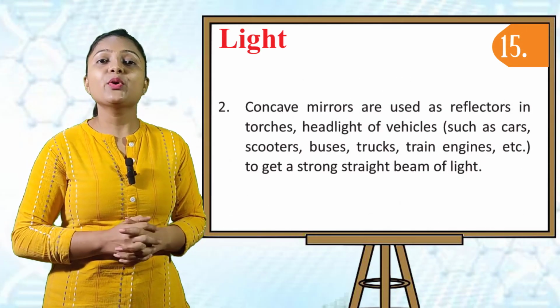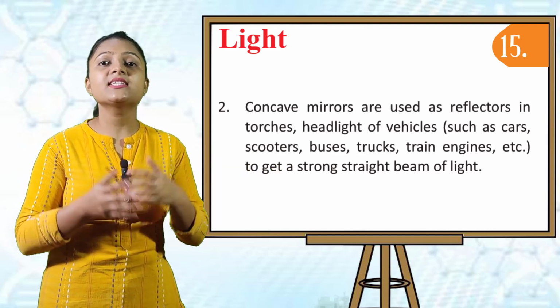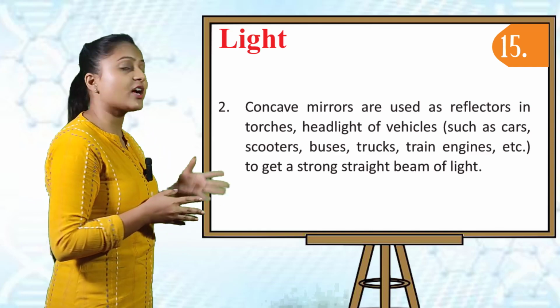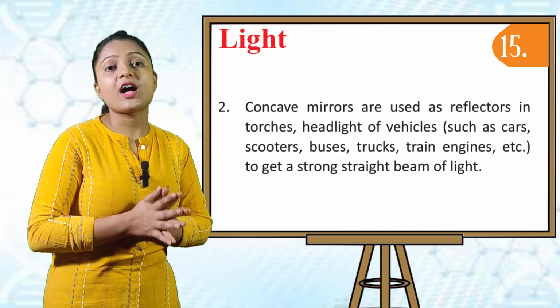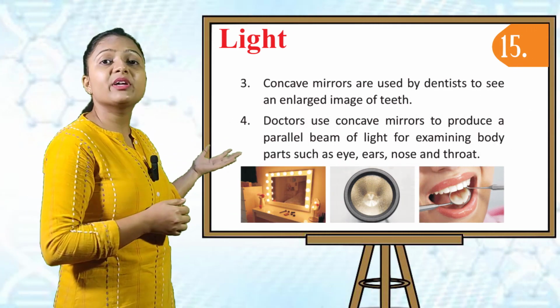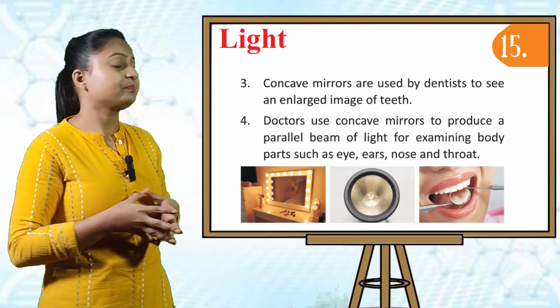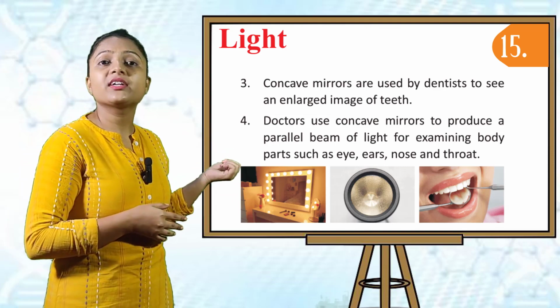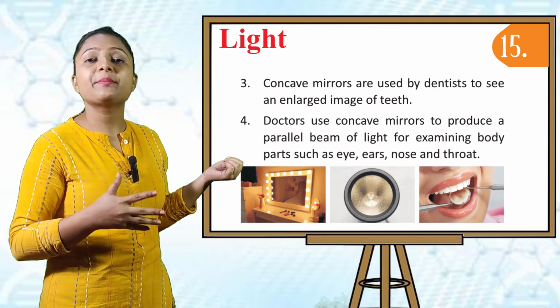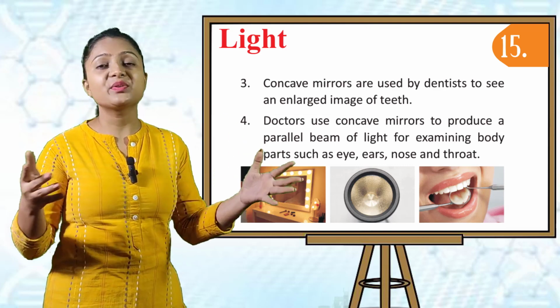Number 2, concave mirrors are used as reflectors in torches and headlights of vehicles such as cars, scooters, buses, trucks, train engines, etc. to get a strong straight beam of light. Number 3, concave mirrors are used by dentists to see an enlarged image of teeth. Number 4, doctors use concave mirrors to produce a parallel beam of light for examining body parts such as eyes, ears, nose and throat.